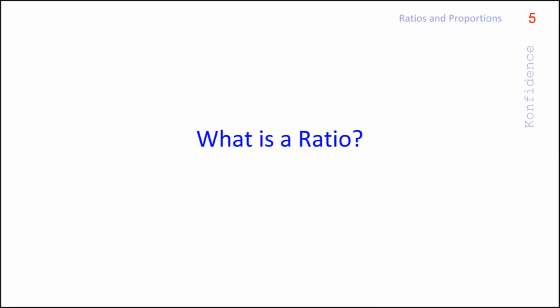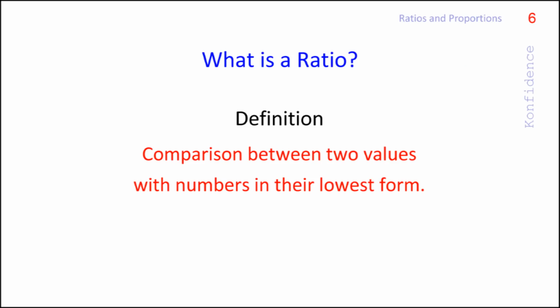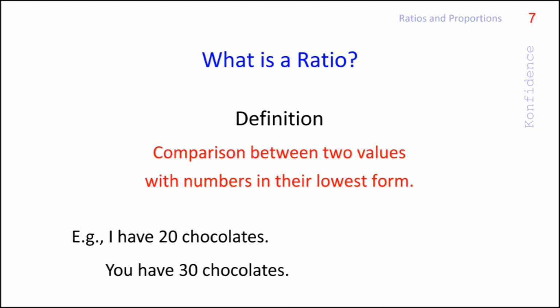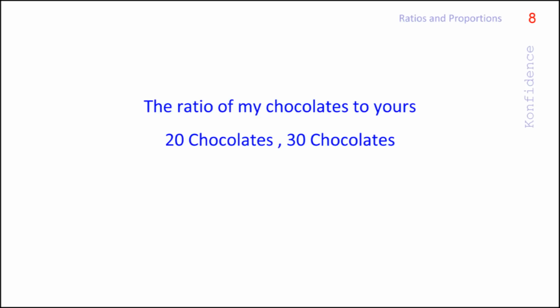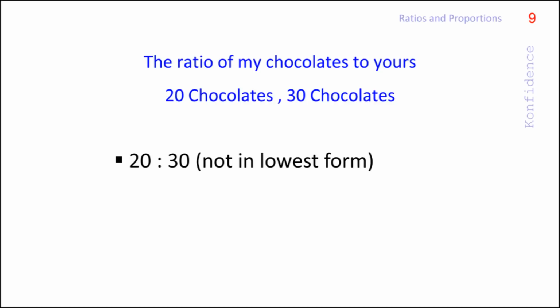The basic question is, what is a ratio? Ratio is a comparison of two things with numbers in their lowest form. Consider the following example. I have 20 chocolates. You have 30 chocolates. The ratio of chocolates that I have to what you have is 20 is to 30.